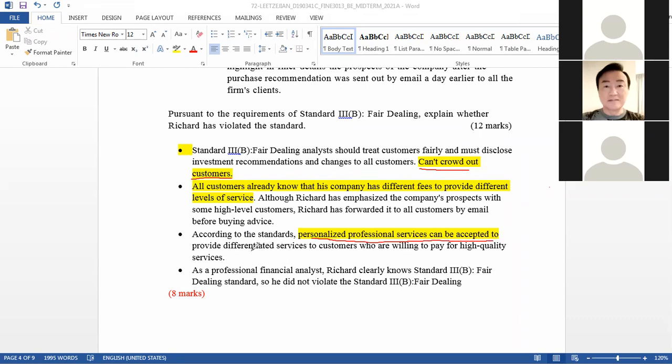According to the standards, personalized professional services can be provided as differentiated service to customers who are willing to pay for high quality services, like that. Okay, so that's why you screw up here. That's why you get 8 marks.